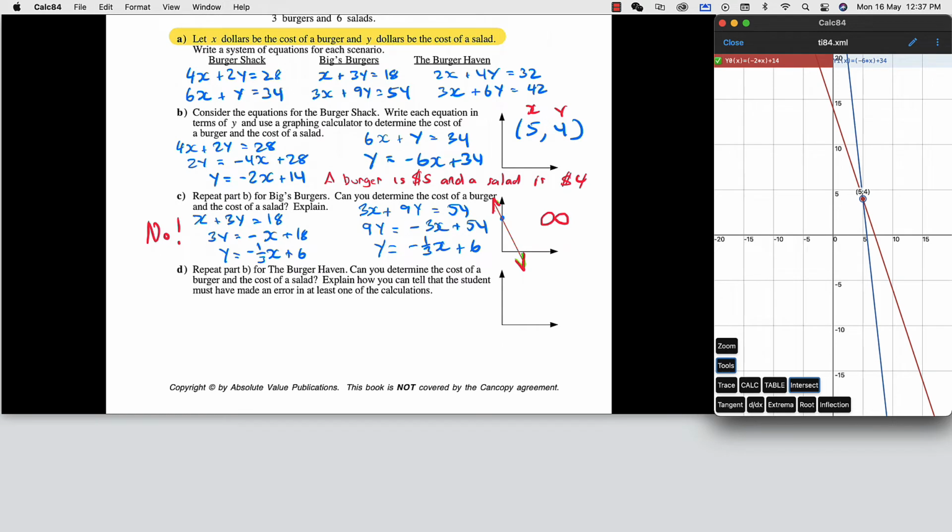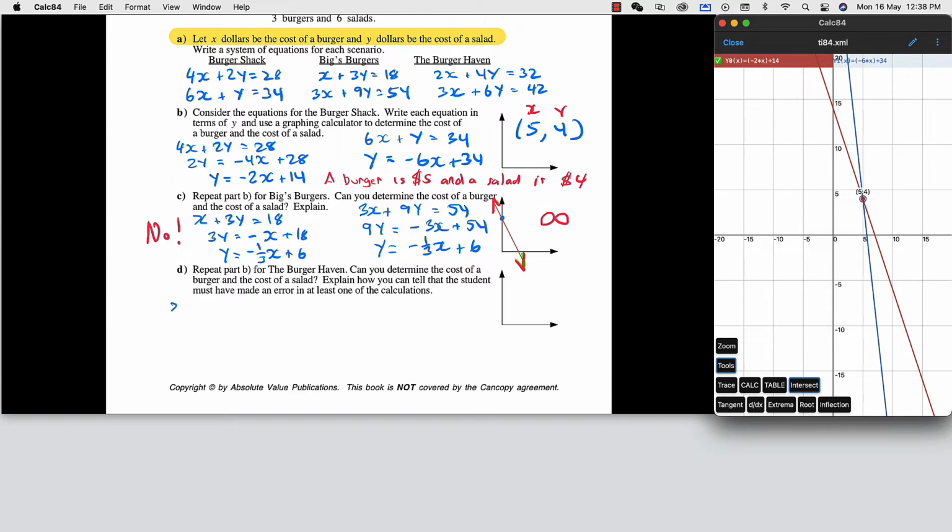Okay, so part D says repeat exactly what we did in part B and determine the cost of a burger and a salad. Explain how you can tell that the student must have made an error in at least one of the calculations. Let me read that again really carefully. Okay, I see they're saying, can you determine the cost, just like they asked us in part C. So we'll do the same thing, put those equations into the slope y-intercept form.